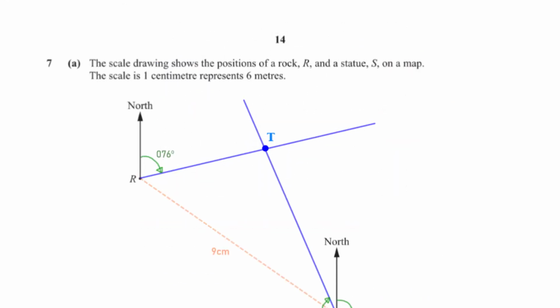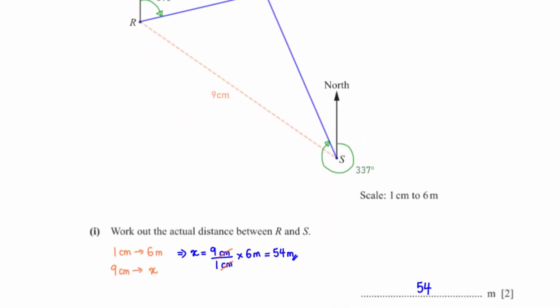The scale drawing shows the positions of a rock R and a statue S on a map. The scale is 1 centimeter represents 6 meters. Work out the actual distance between R and S. On the scale drawing, when we measure the distance between R and S, we get 9 centimeters.